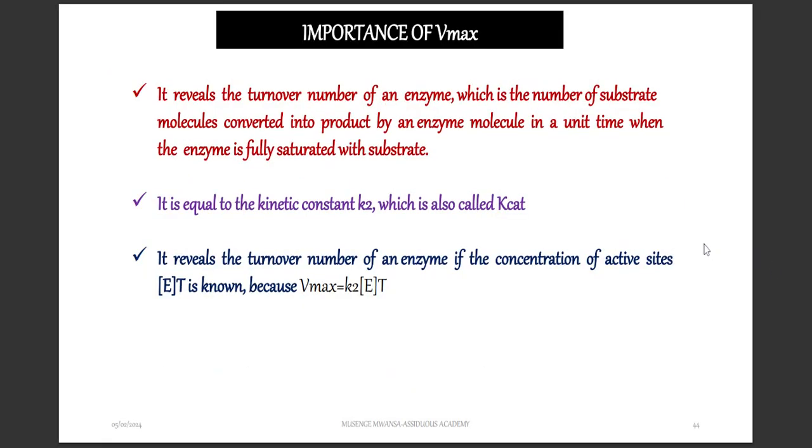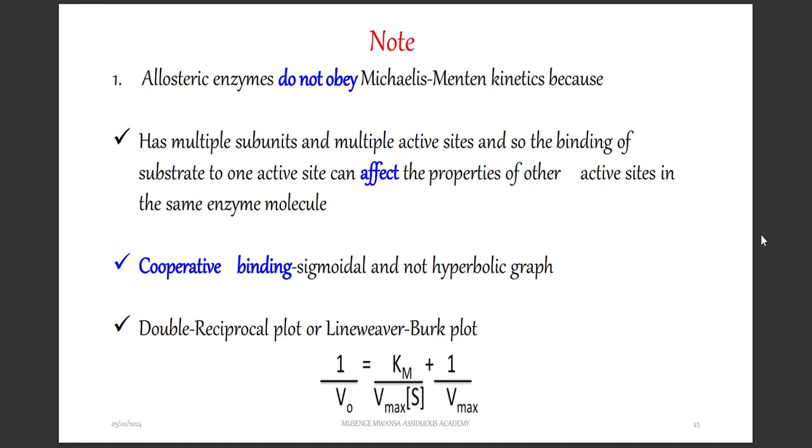Okay. How about what is the importance of Vmax? The maximum velocity Vmax reveals the turnover number of enzymes, which is the number of substrate molecules converted into product per enzyme molecule in a unit of time. So, how many enzymes are you having? The number of enzymes that you're having will determine how many substrates you are converting to product. So, that is Vmax. Vmax is telling you the speed at which you are converting the substrates into products. Okay, so that is what I wanted you to take note of there.